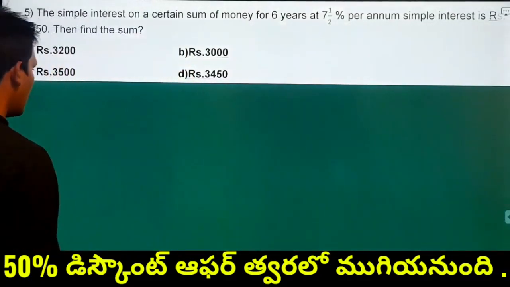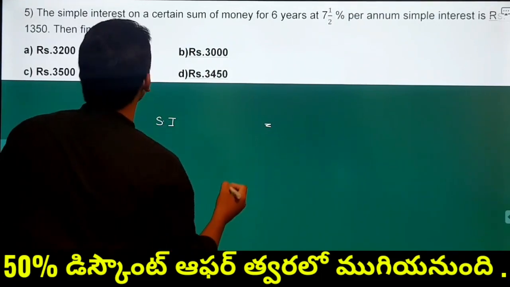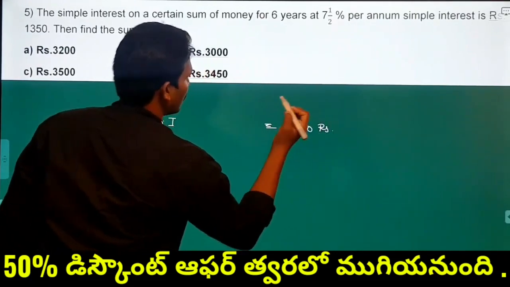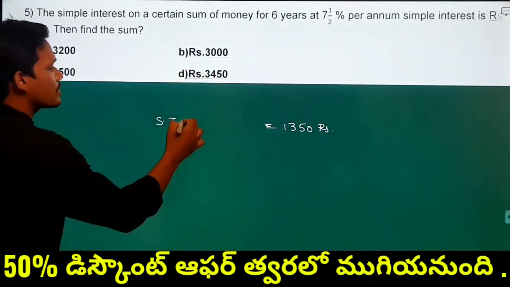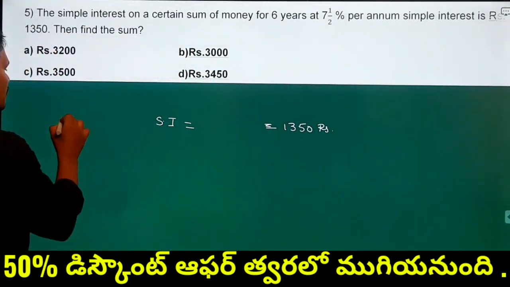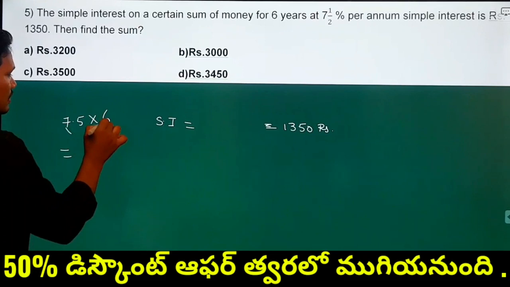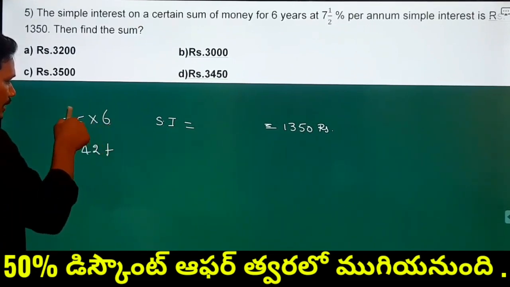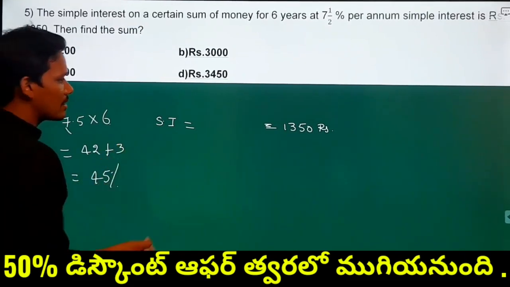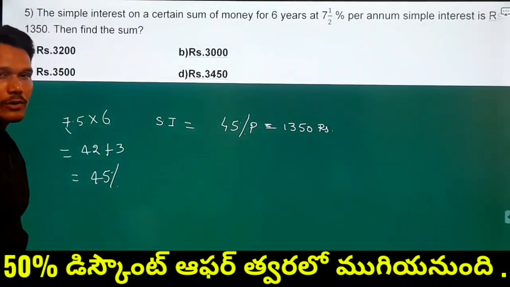So he has given the simple interest value, which is 1350. Now we need to find the total simple interest rate. Every year it is 7 1/2%, so I can write it as 7.5 for 6 years. 7 6s are 42, plus 6 into 0.5, that value will become 3. So in total we get 45%. It means they have given 45% on principal, and that value equals 1350.